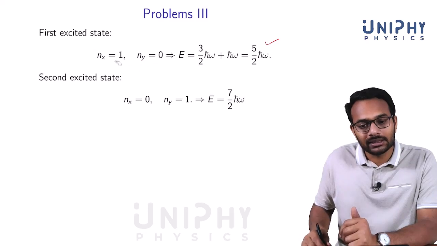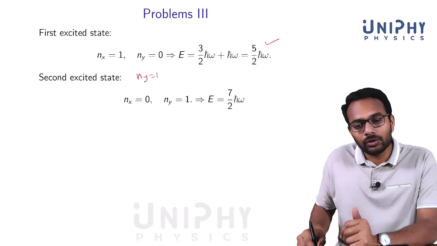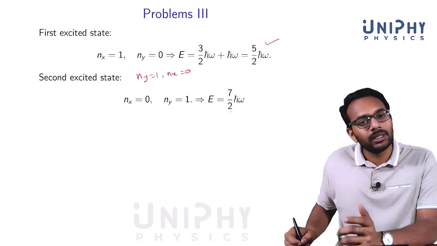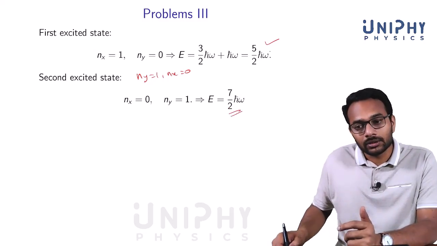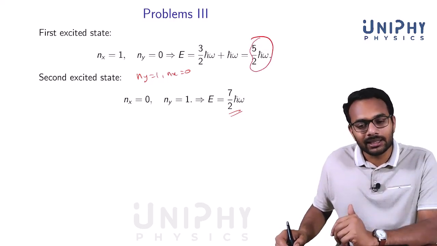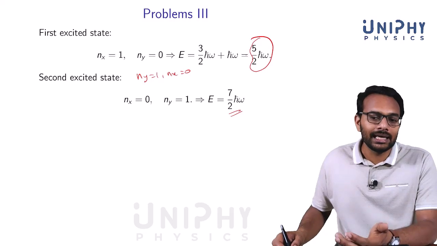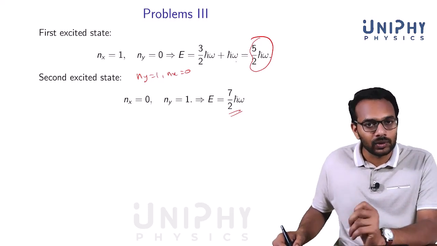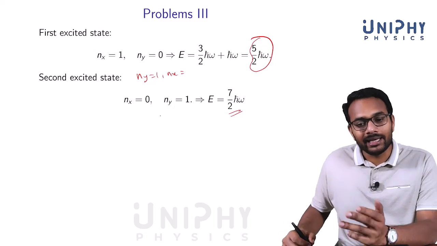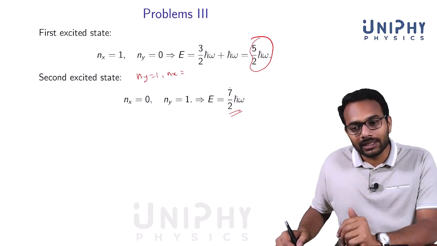What happens if you take ny equal to 1 and nx equal to 0? You see that the energy goes to 7 by 2 h cross omega. So finding the first excited state is a bit tricky here. You have to be careful to take nx equal to 1 and ny equal to 0 in this case. If you take nx equal to 0 and ny equal to 1, we get a higher energy.